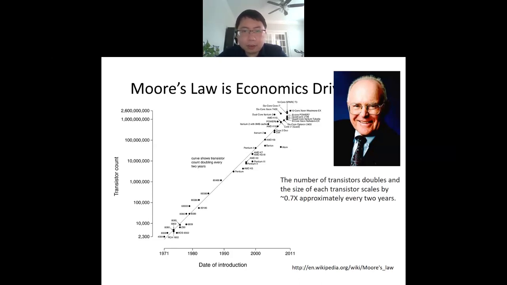So we are reaching the limit of the physics, and this is the historical trend. Moore's law is more economics driven, because the driving force is to reduce the cost per transistor. So you make the chip cheaper and cheaper. So this is Moore's law.